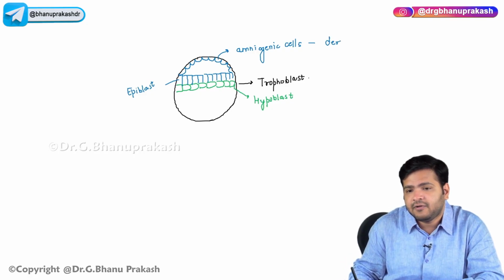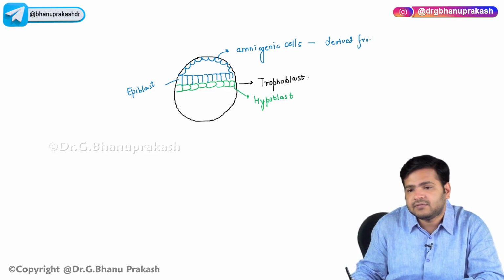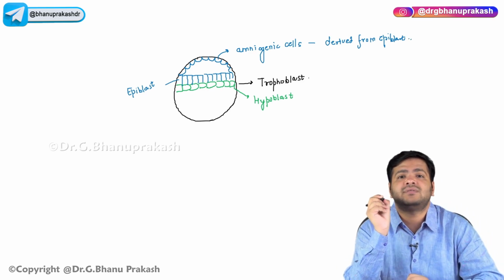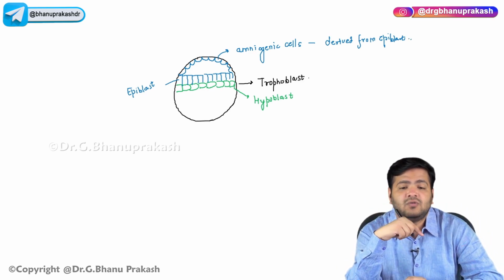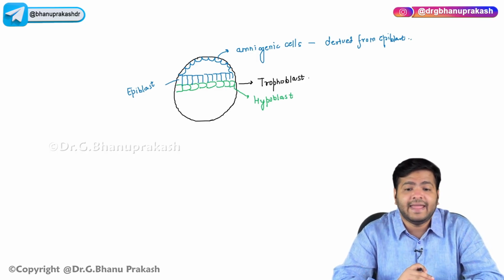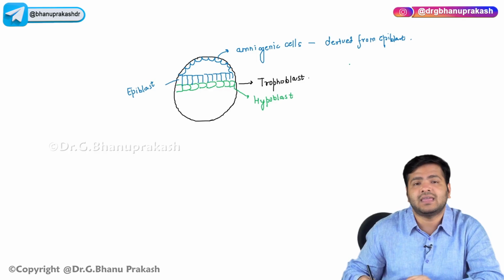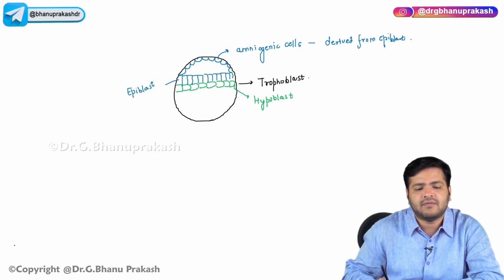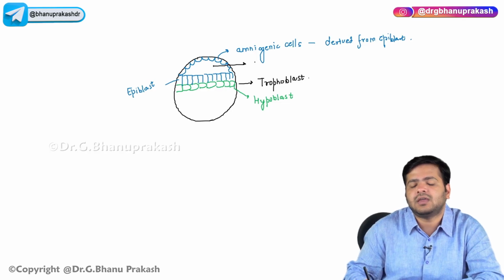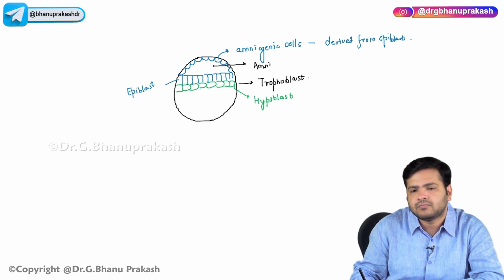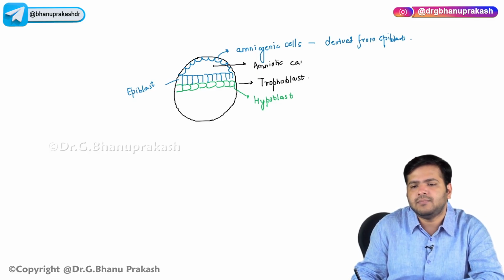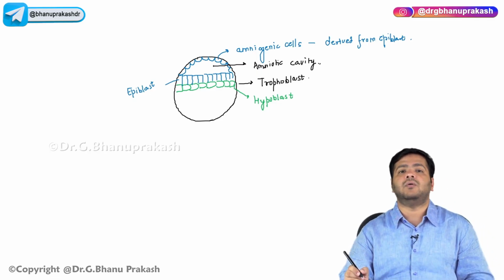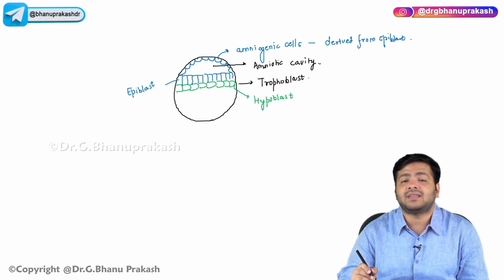They are derived from epiblast. So remember the epiblast will give rise to a cellular layer above, which is lining from inside, right? And again there will be a cavity formed, and remember this cavity is called the amniotic cavity. Now coming on to the next one, that is the hypoblast.